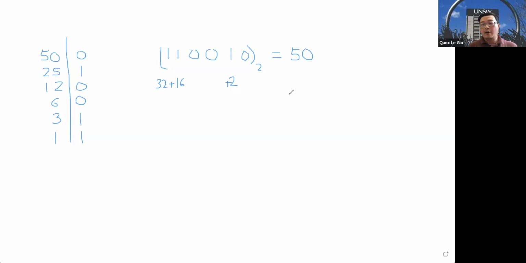Do you always take floor of n over 2 mod 2? No, you take n, you modulo 2, and you take the remainder. That's the algorithm. We will discuss how we get this algorithm. But for the moment, just see that 50 can be represented by this binary number. But this binary number can be written in many forms.